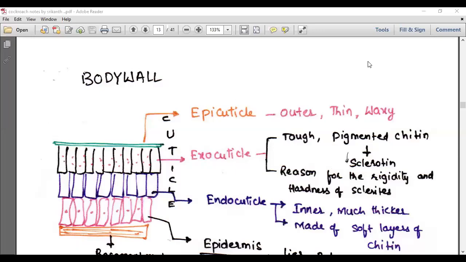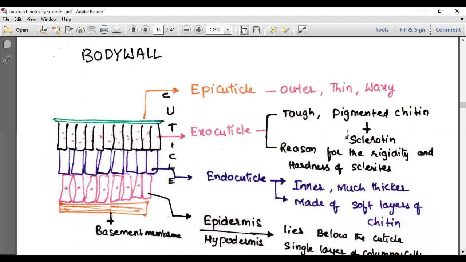The body wall of cockroach. The body wall of cockroach includes cuticle. The outermost layer of the body wall is cuticle. Cuticle includes three portions: upper epicuticle, middle exocuticle, and inner endocuticle, which have their own properties.